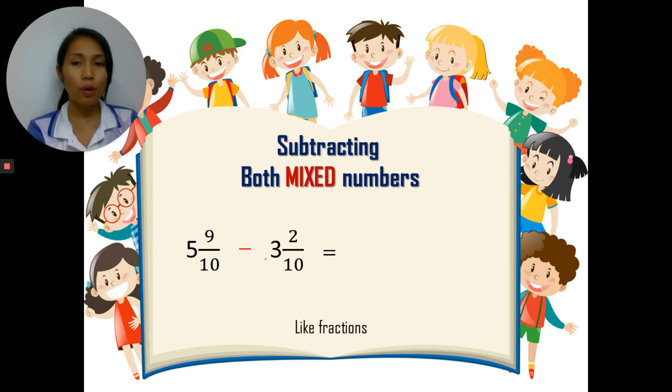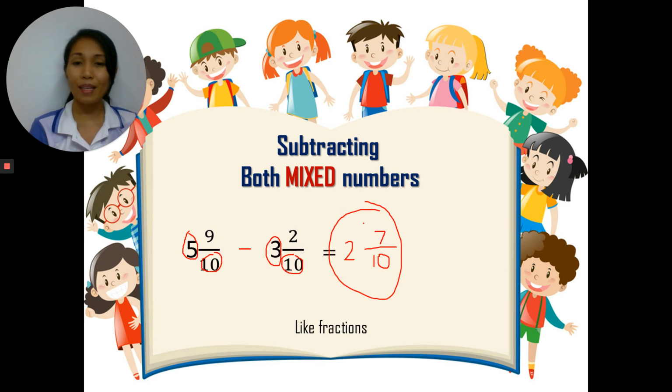Now here we have both mixed numbers. Let's try separating the whole numbers from the fractions. 5 minus 3 equals 2. Now let's deal with the fractions. We're done with the whole numbers. As you can see, the denominators are equal, so we're just going to copy 10 because they are like fractions, right? Now 9 minus 2 equals 7. Now that's the answer. Easy, right? Okay, let's try another example.